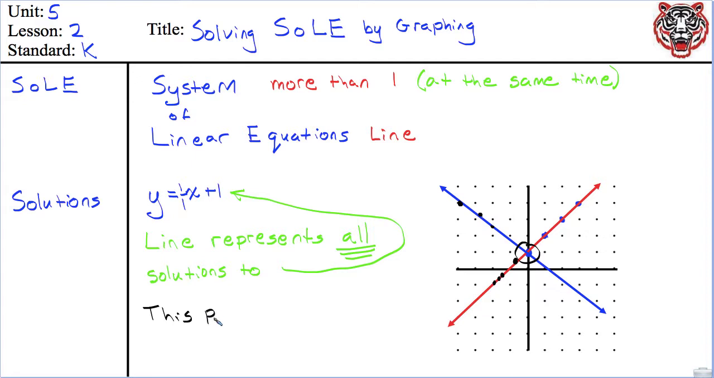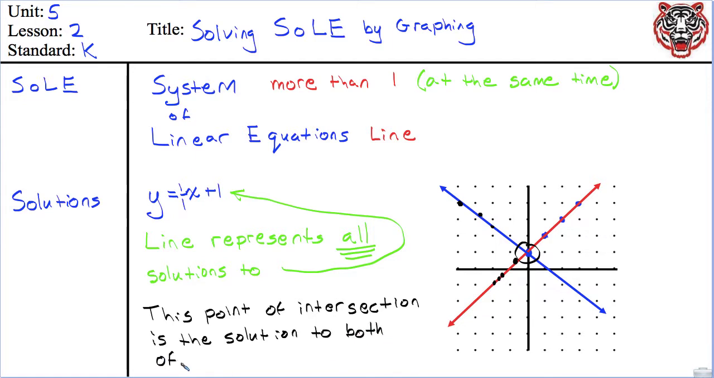This point of intersection is the solution to both of these lines. And a better way of saying lines is linear equations. If you like lines better, you can say lines, but these linear equations.